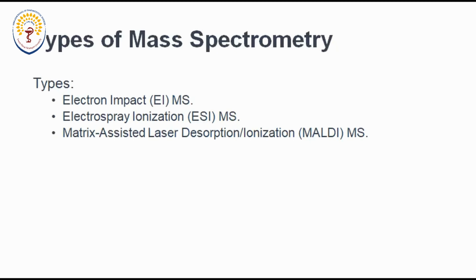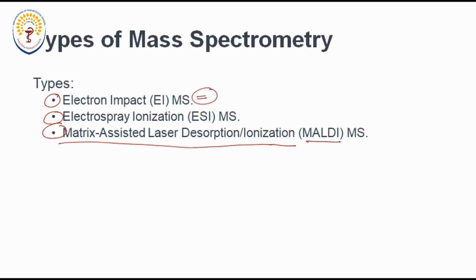There are three main types of mass spectroscopy: electron impact ionization, electrospray ionization, and matrix assisted laser desorption ionization. You just have to know their names. These are important techniques. Electron impact ionization is the most basic kind of mass spectrometry, and matrix assisted laser desorption ionization, which is MALDI, is a very latest, very important technique.